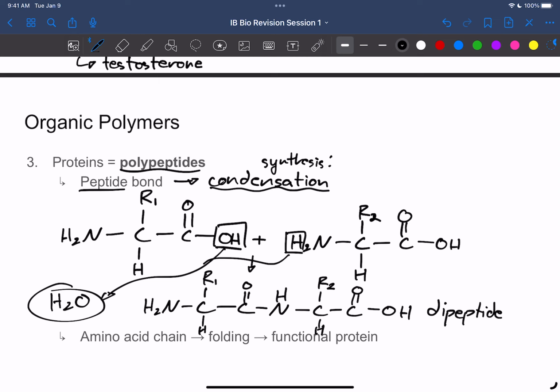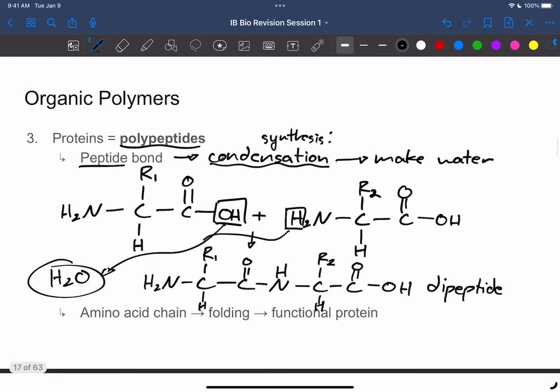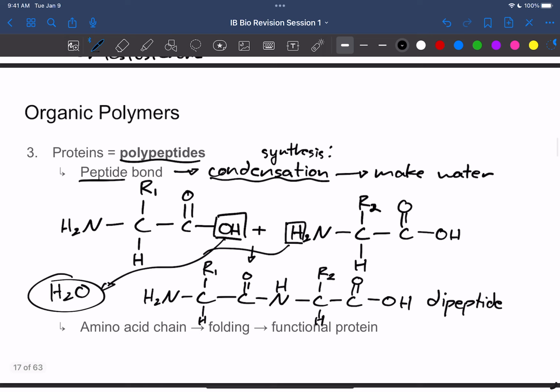And whenever you hear condensation, it's always going to mean you're going to get a water out of it. So whenever you have condensation, you're going to make water. And this is how a dipeptide is formed. And you're going to have to know how to draw a peptide reaction. And I'll get into this later.